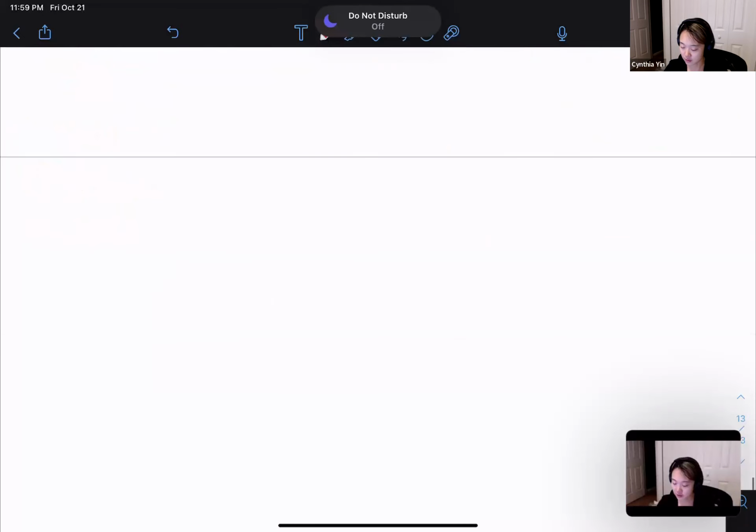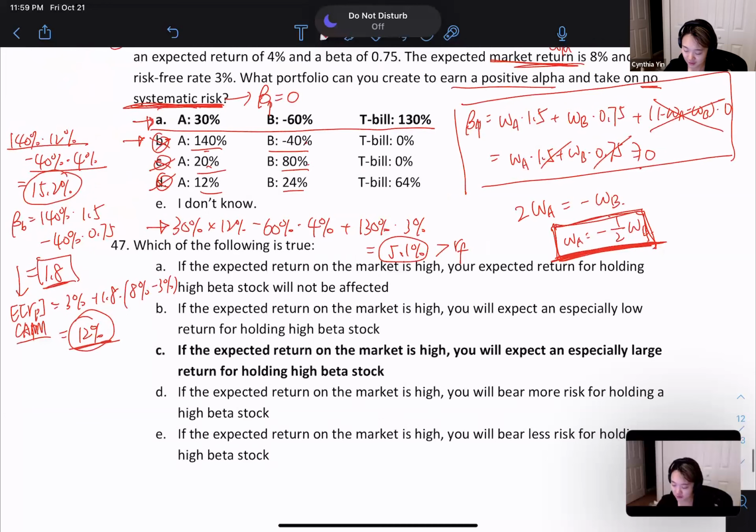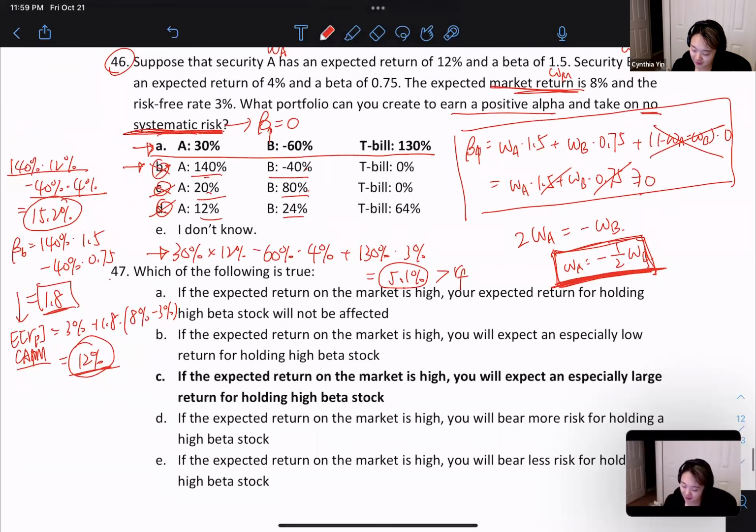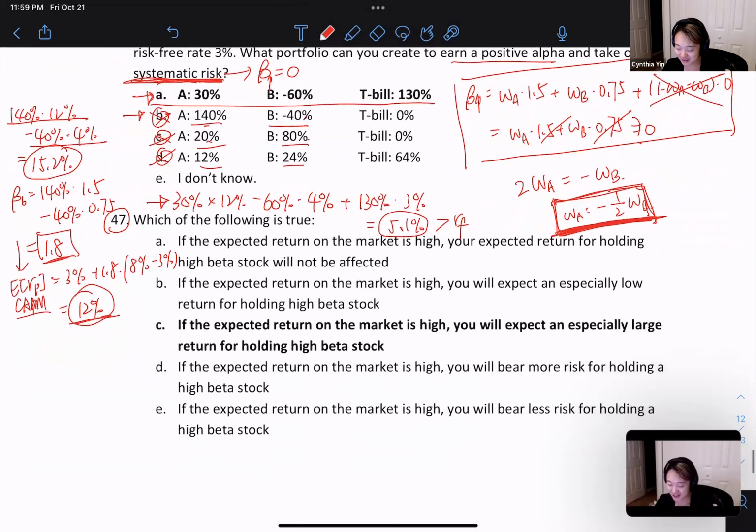Okay, 47, I think this is the last one. Yeah, we are about to, I'm a little bit brainless, getting more and more brainless. So which of the following is true?